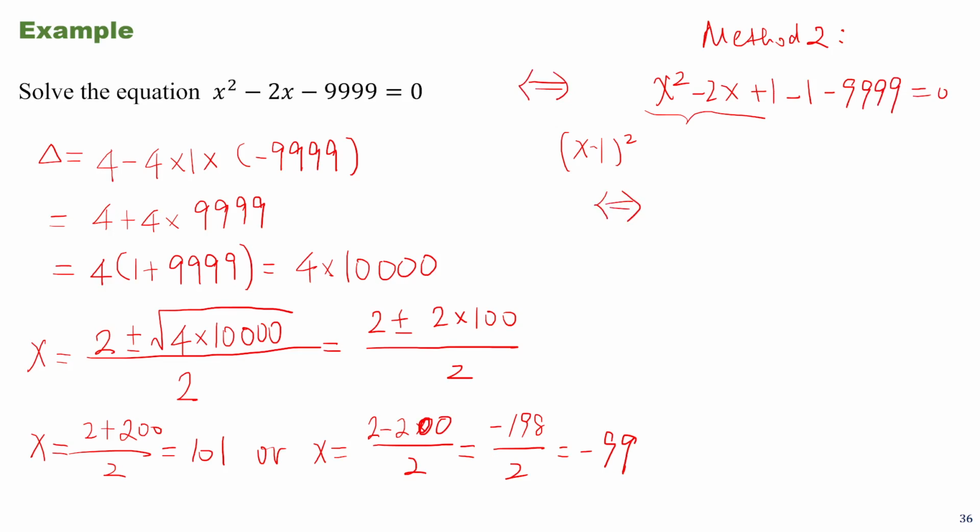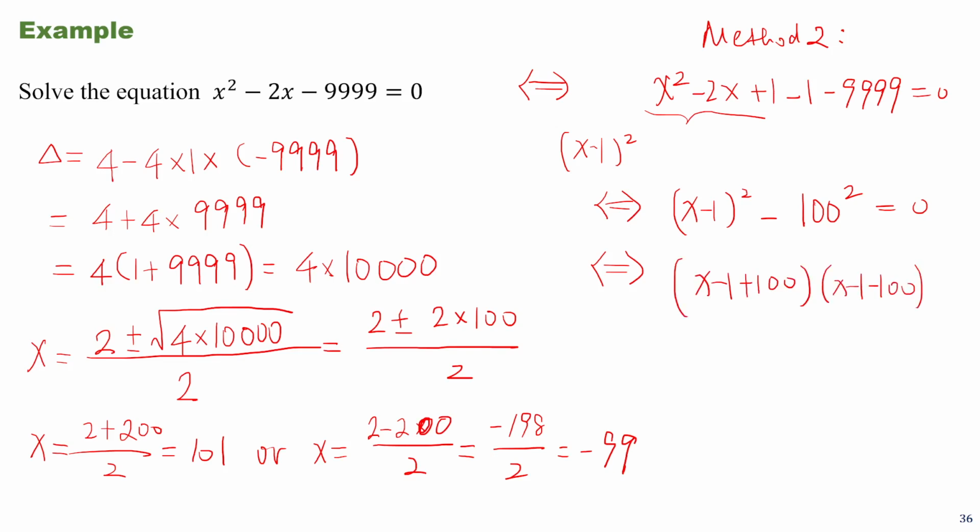And then that's equivalent to, first part can be expressed as x minus 1 squared. The later part can be expressed as 100 squared, which equals 0. And then we can use the formula a squared minus b squared equals a plus b times a minus b to factorize that, right? And then we have two possible solutions. Therefore, x equals either negative 99 or the other solution is x equals positive 101, right? So you could choose either solution.